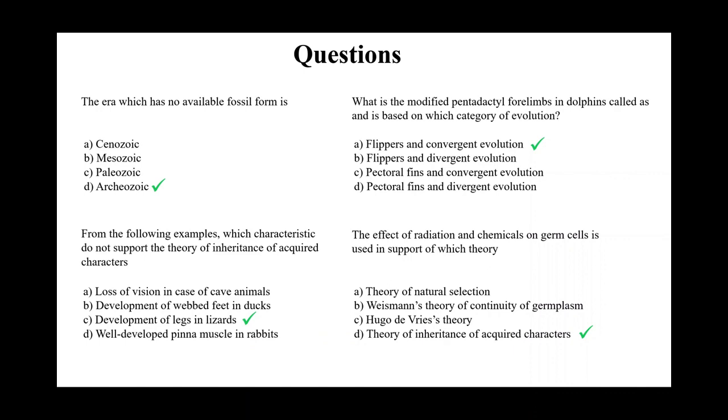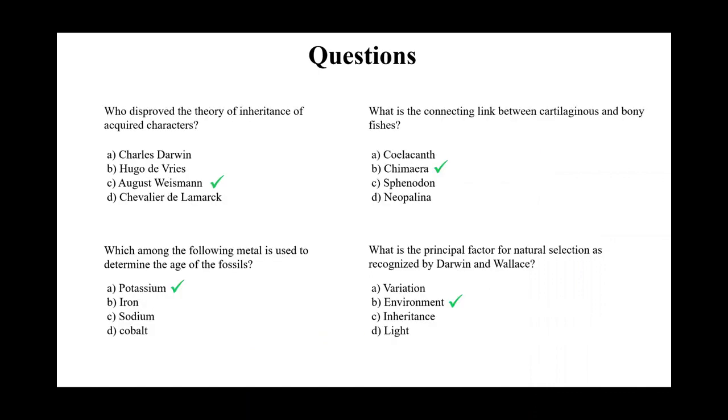So the first question said who disproved the theory of acquired characters. We go back to the experiment of the tail cutting of mice by August Weismann, who said that it is not the acquired characters, but it is the germplasm theory. It is in the germplasm, the information that carries through to the next generation. And then the question which metal is used to determine the age of fossils. It is potassium, because you don't use sodium and iron. And then the connecting link between cartilaginous and bony fish is chimera. And we had all gone over the others as well, Coelacanth and Sphenodon.